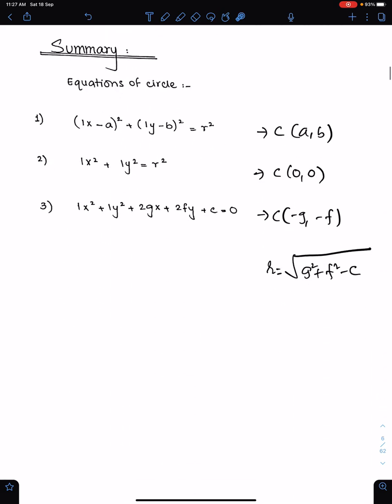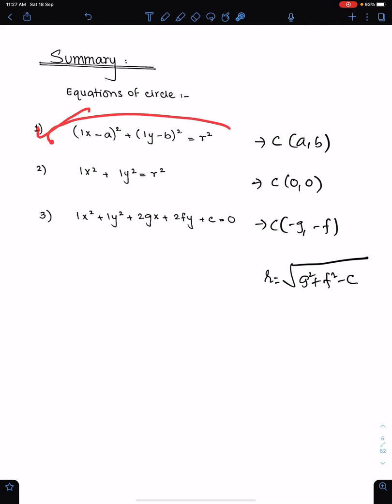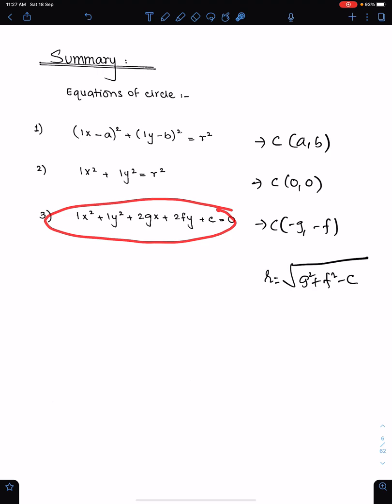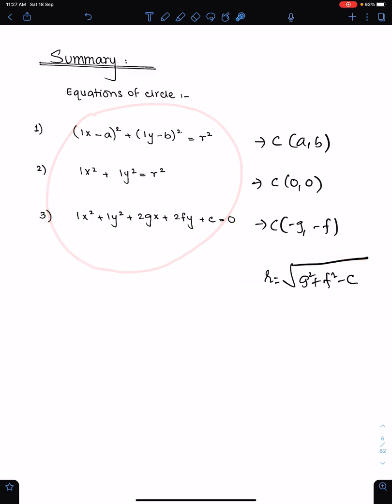See, equation number 1 is in completed the square form with center at (a, b) and radius r. Equation 2 is the standard equation of a circle with center at the origin and radius r. This is the expanded form of the equation of a circle with center at (-g, -f) and radius is this. But in all three equations, make sure the coefficients of x² must be 1. If not, then you have to make them 1 by taking common. You need to learn all these three equations by heart.